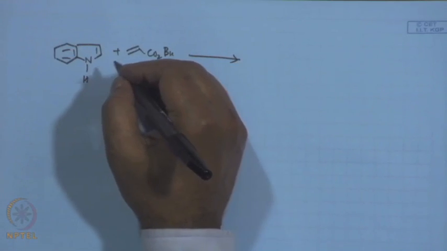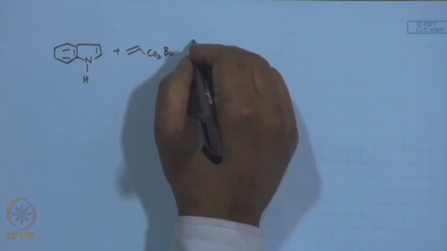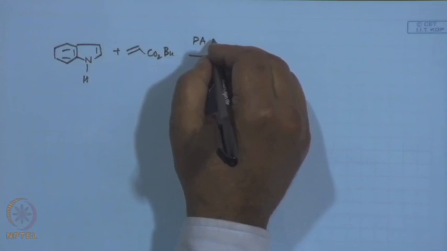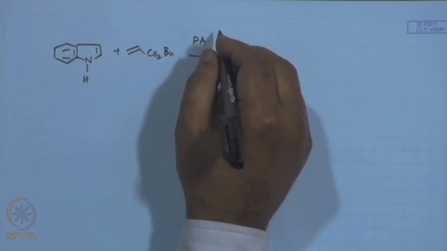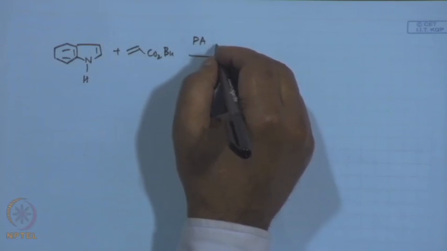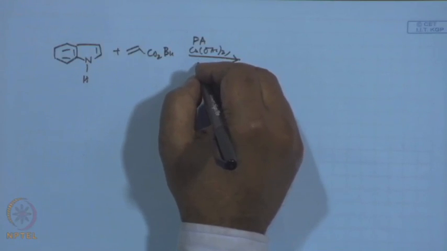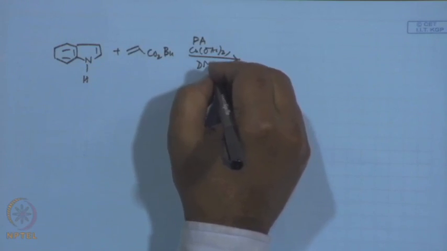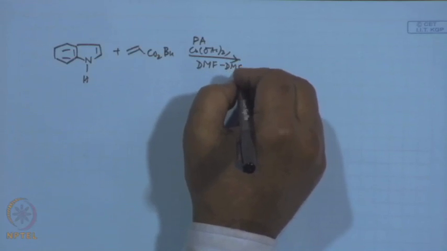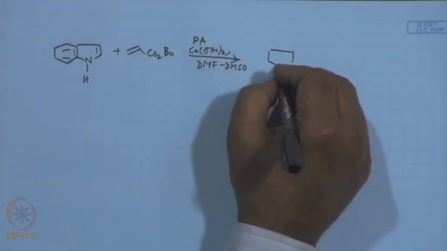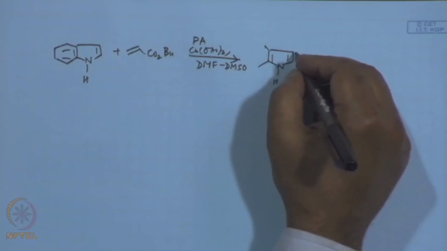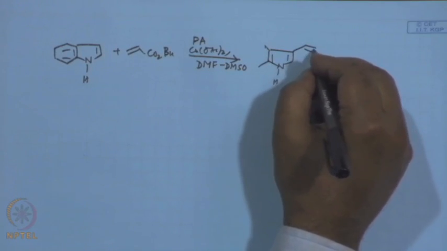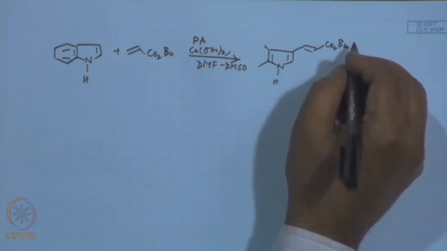The reaction conditions are like this: again PA, palladium acetate, percentage not given, and then cupric acetate. The solvent is a DMF and DMSO combination, and the product is this. That is an advantage here, that you do not require protection of the nitrogen, and the reaction takes place at C3.